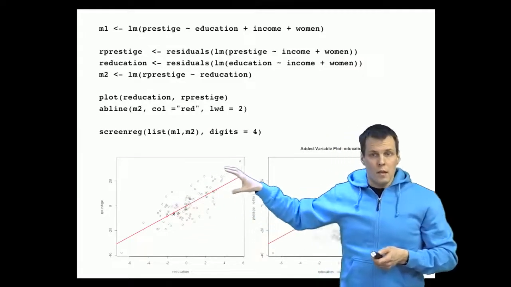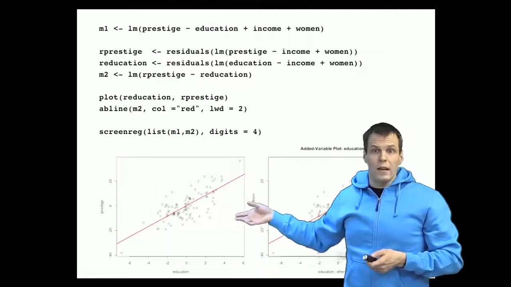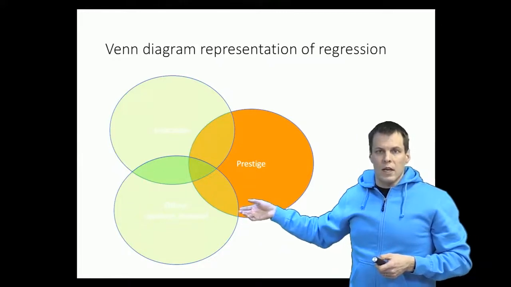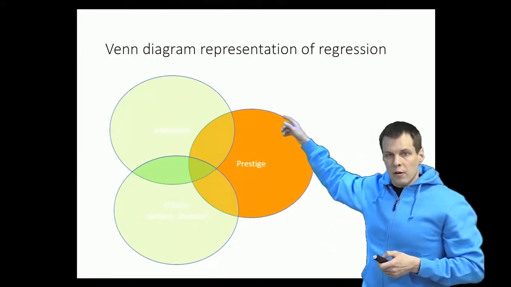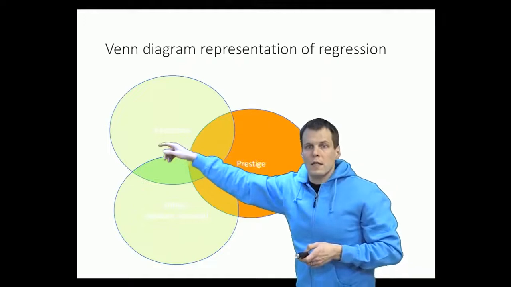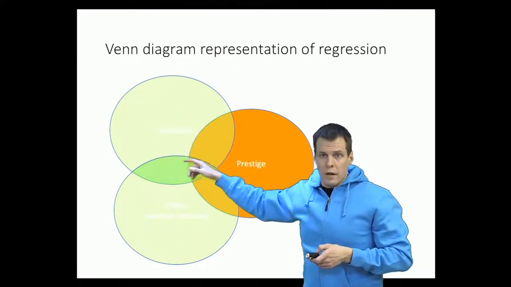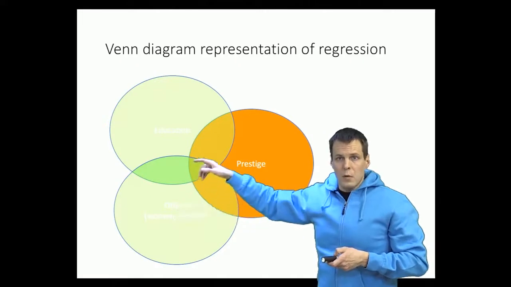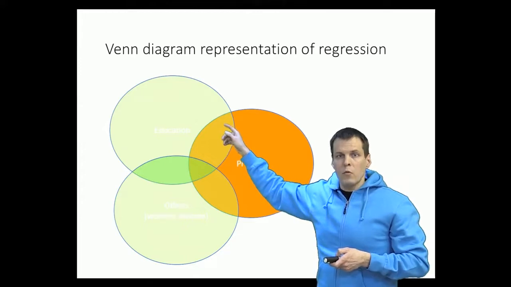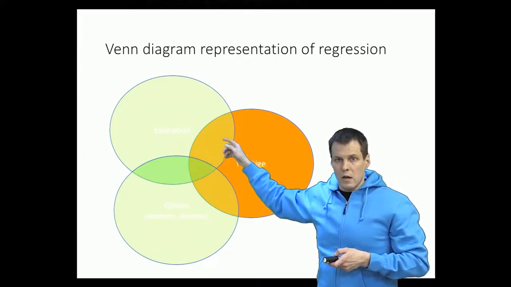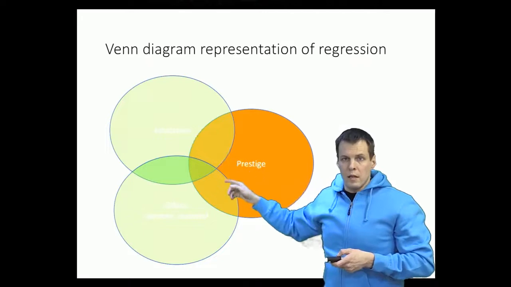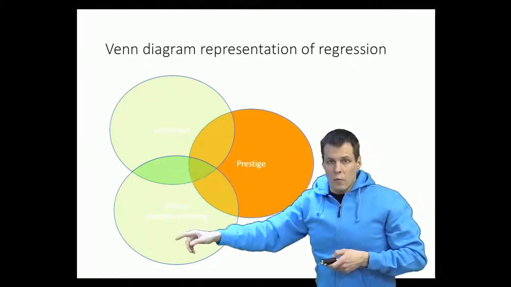We can also consider this from the Venn diagram perspective. The Venn diagram perspective on regression analysis is that we have the dependent variable here, that's the prestige. Then we have the independent variables. This is the education, and this is the other variables. So the prestige and education are correlated. This area here is the correlation, and we want to know what part of this overall correlation is unique to education and prestige and not accounted for by these other variables.